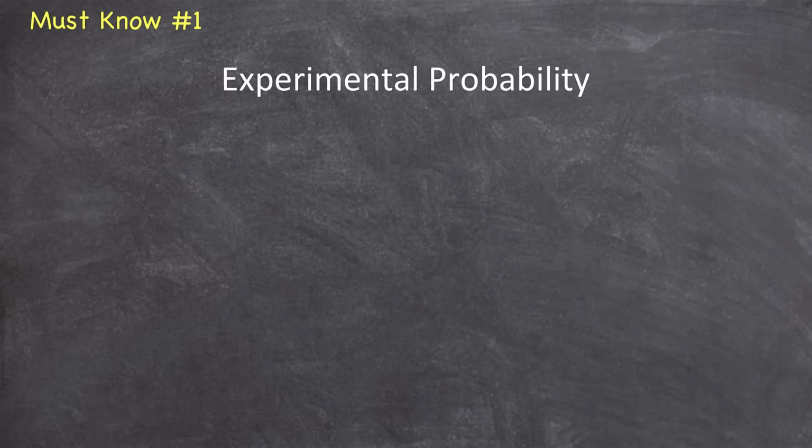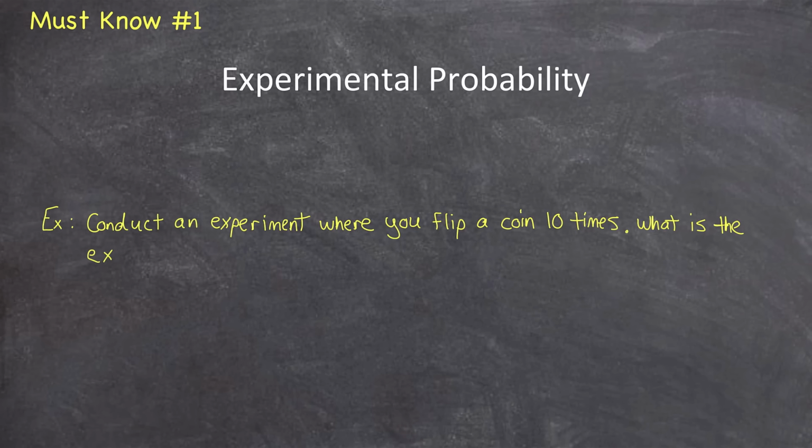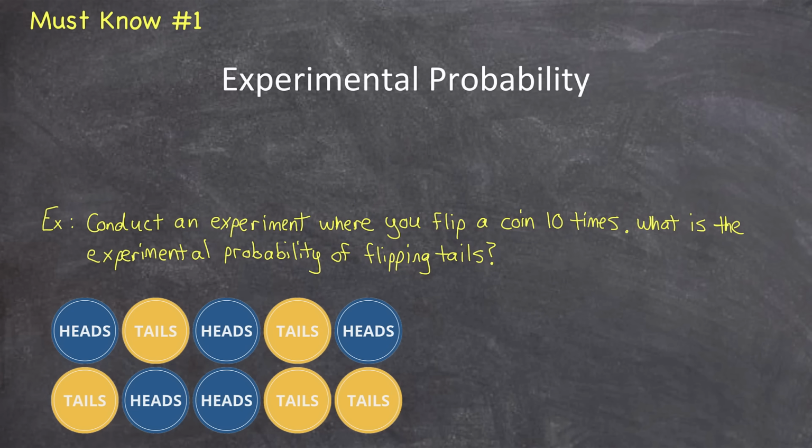Let's start off by doing an example where we conduct an experiment where we flip a coin 10 times, and then we calculate what the experimental probability of flipping tails is. So let's conduct this experiment. I'll flip 10 coins.